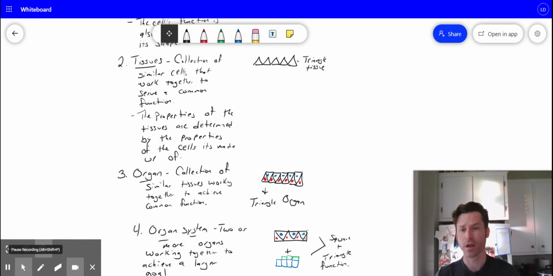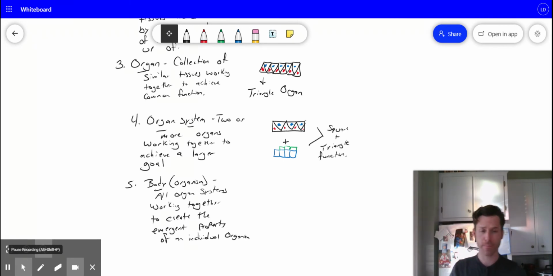The properties of any given tissue are determined by what kind of cells it's made up of. Sticking to the model that I started with earlier, I now have a triangle tissue because it's made up of triangle cells. And because triangle cells do triangle things, the triangle tissue is going to do triangle things. These tissues are just collections of a group of similar cells working together to achieve a similar goal.